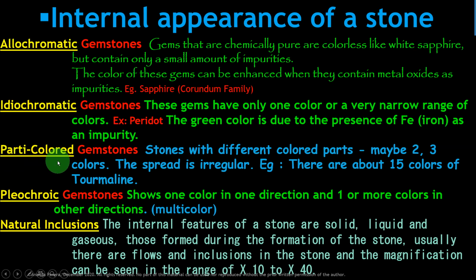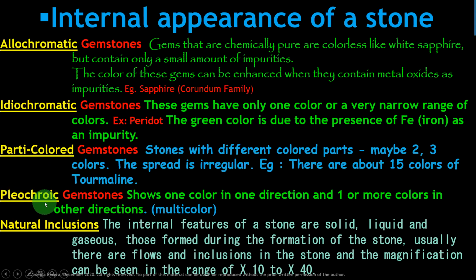The third one is particolored gemstones. Stones with different colored parts, that means maybe 2 colors or 3 colors, are called particolored gems. The spread is irregular. For example, there are about 15 colors of tourmaline. In the tourmaline family, we can learn in the future, there are more than 15 colors. So it is a particolored gemstone.